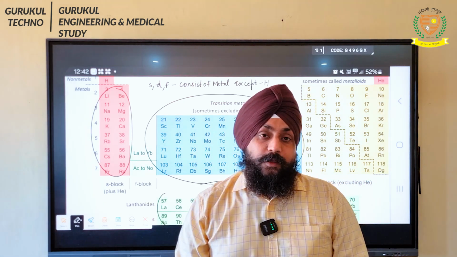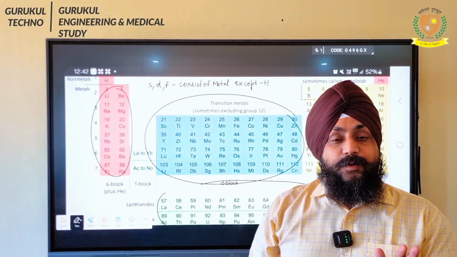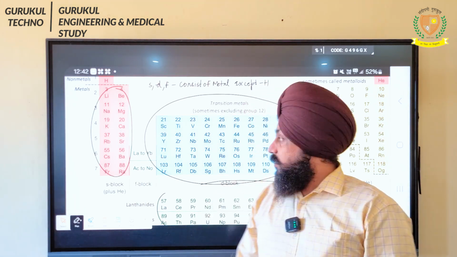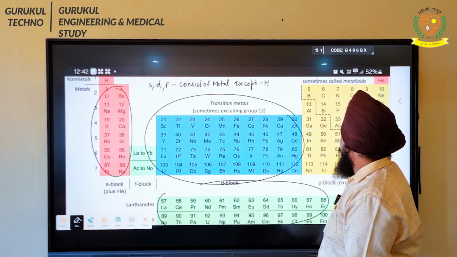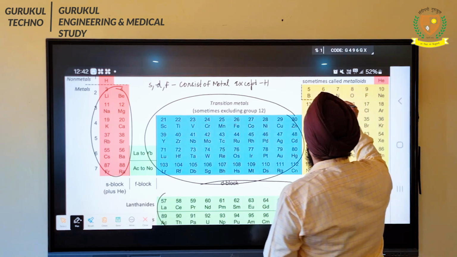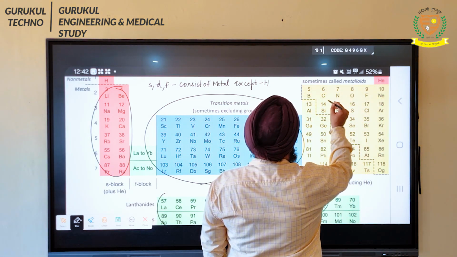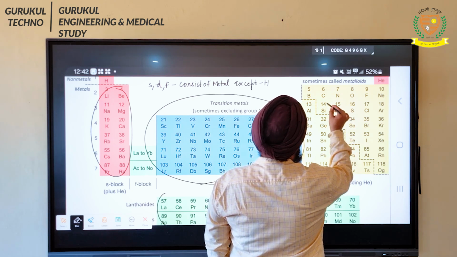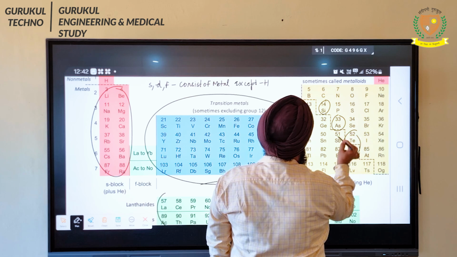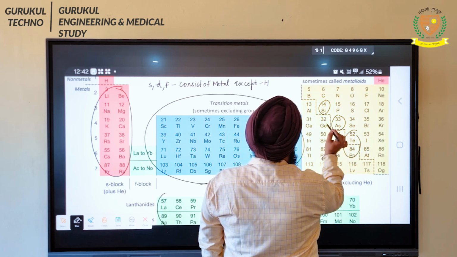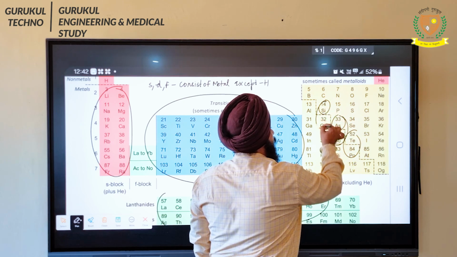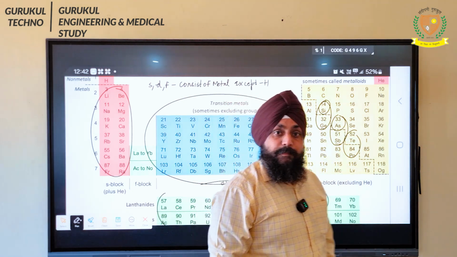Now students, we are talking about non-metals, or we say what? Where metalloids are placed. Okay, see students, one more important thing here, what we will say is, this is going to be all metalloids. These are going to be some metalloids. These are going to be metalloids over here. This is going to be metalloid.